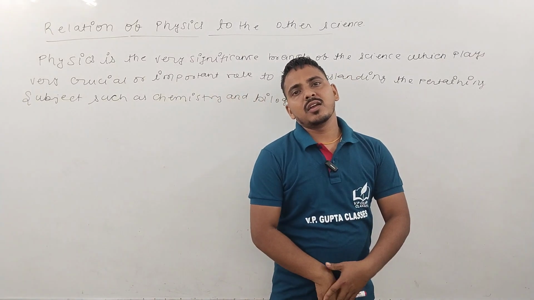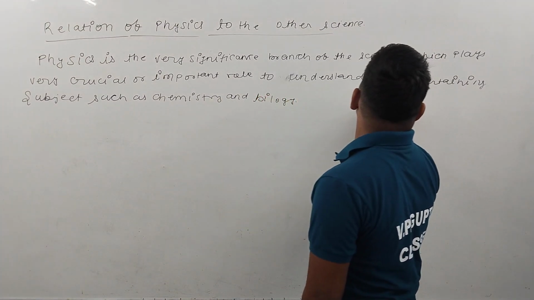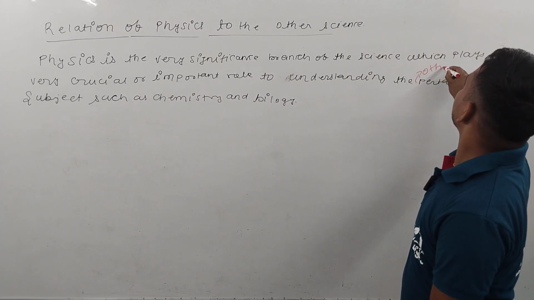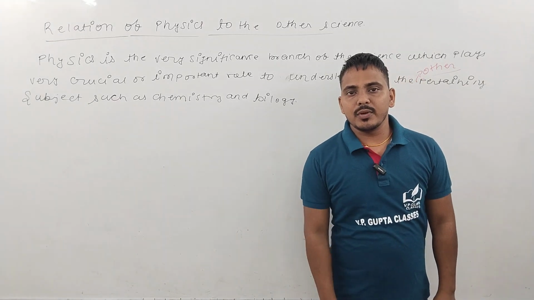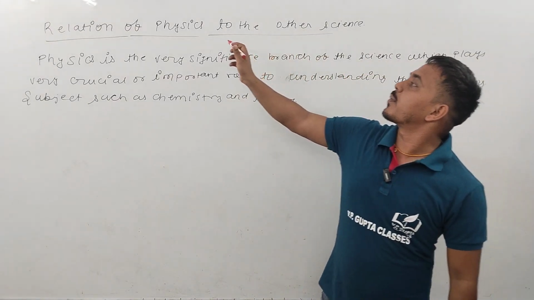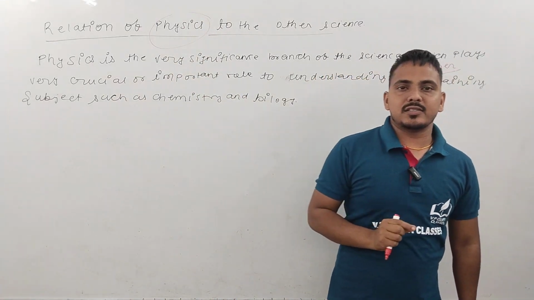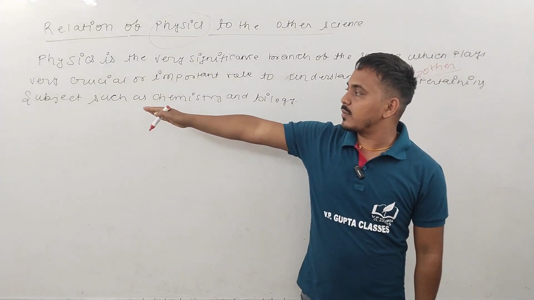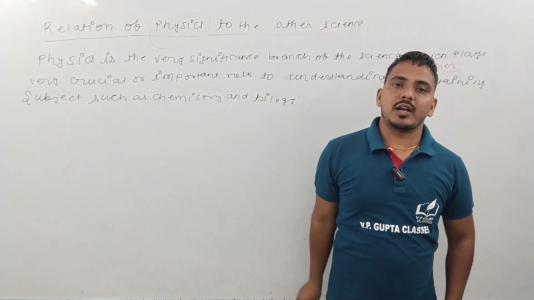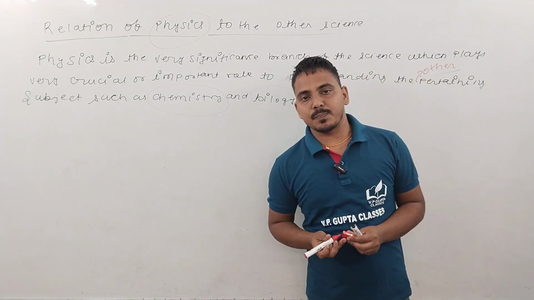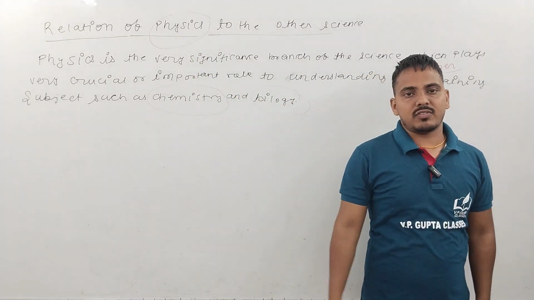understanding the other pertaining subjects such as chemistry and biology. It means that physics is also a branch of science, but the pertaining subjects, those related with science, such as chemistry and biology, are easily explained or understood with the help of the study of physics.